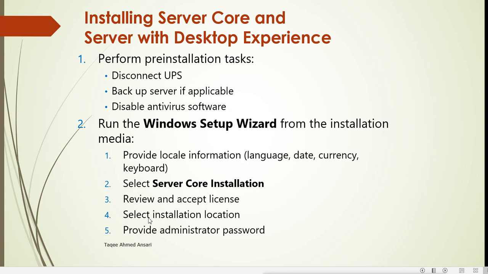Then it will ask you to select the installation location, which partition or hard disk you want to install to. You will select the hard disk, create the partitions if required, and then press enter. After selecting the partition, when you start, it will start installing the system, and after finishing the installation it will reboot, and then it will ask for the administrator password. You have to provide the administrator password for login. So we have started the installation, and it is already finished and rebooted. Now it is asking for the password here.